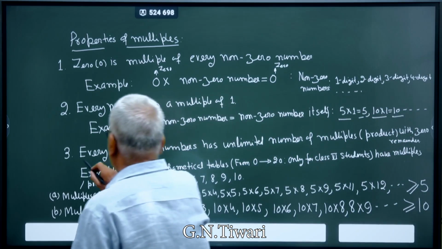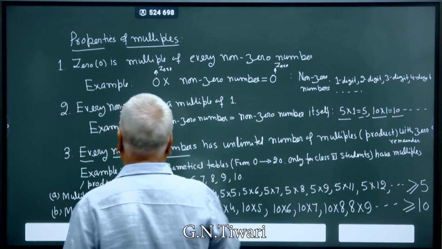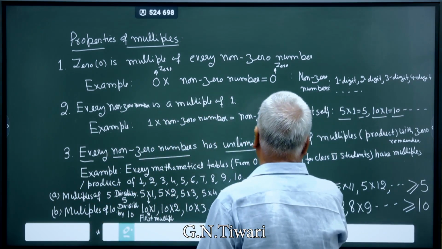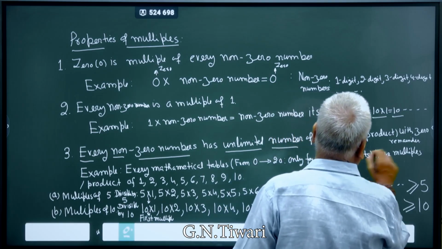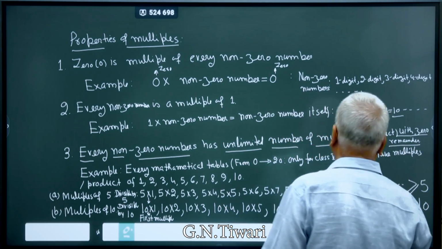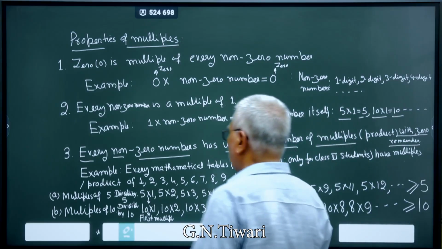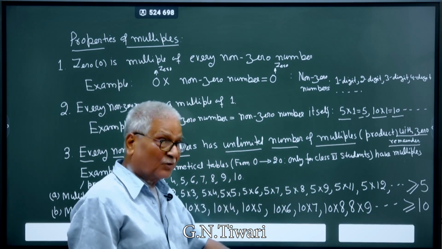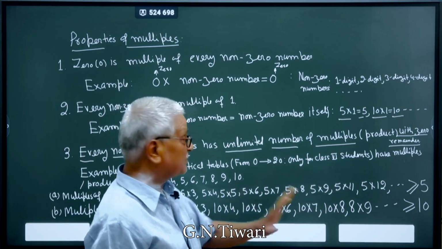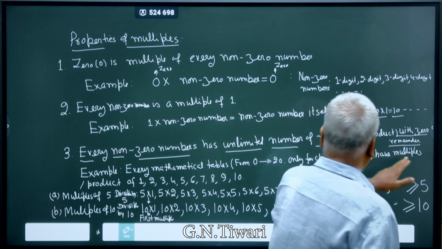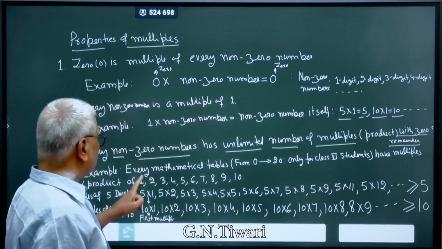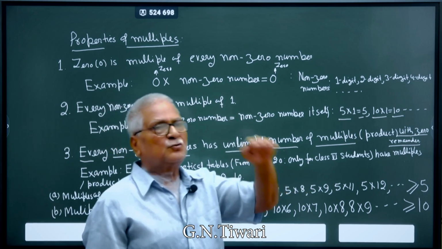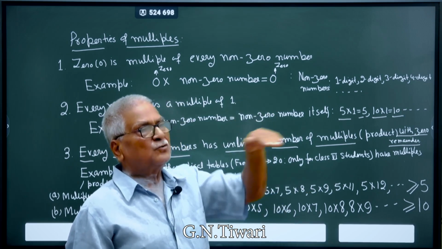Here, every non-zero number, meaning 0 is not included, has an unlimited number of multiples, the product with 0 remainder. For example, every mathematical table from 0 to 20, this is only for class 4, but tables go beyond 20, so I am just discussing 20, have multiples of the products of 1, 2, 3, 4, 5, 6, 7, 10. That means a table of 1 to 20 can be made from 1 to 10.